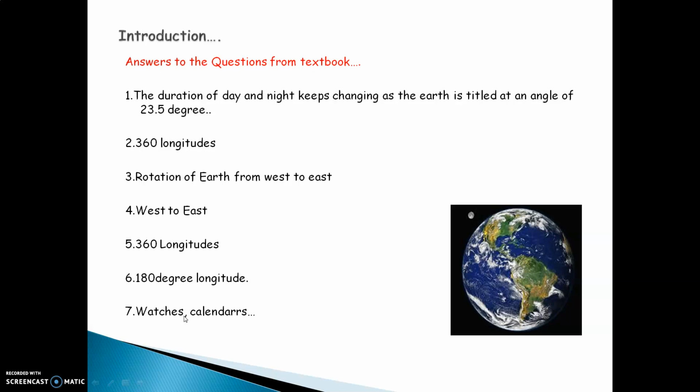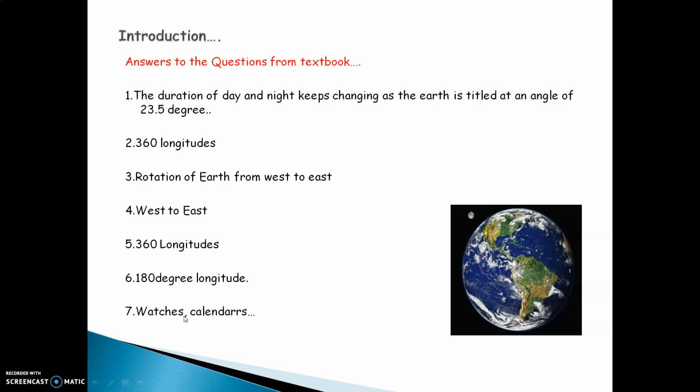Third question, the apparent movement of the sun from east to west is a result of what? It is a result of the rotation of the earth from west to east. All of us know the earth rotates around itself and also revolves around the sun. When the earth rotates around itself, it rotates from west to east. What is the direction of the rotation of the earth? The direction of the rotation of the earth is from west to east.